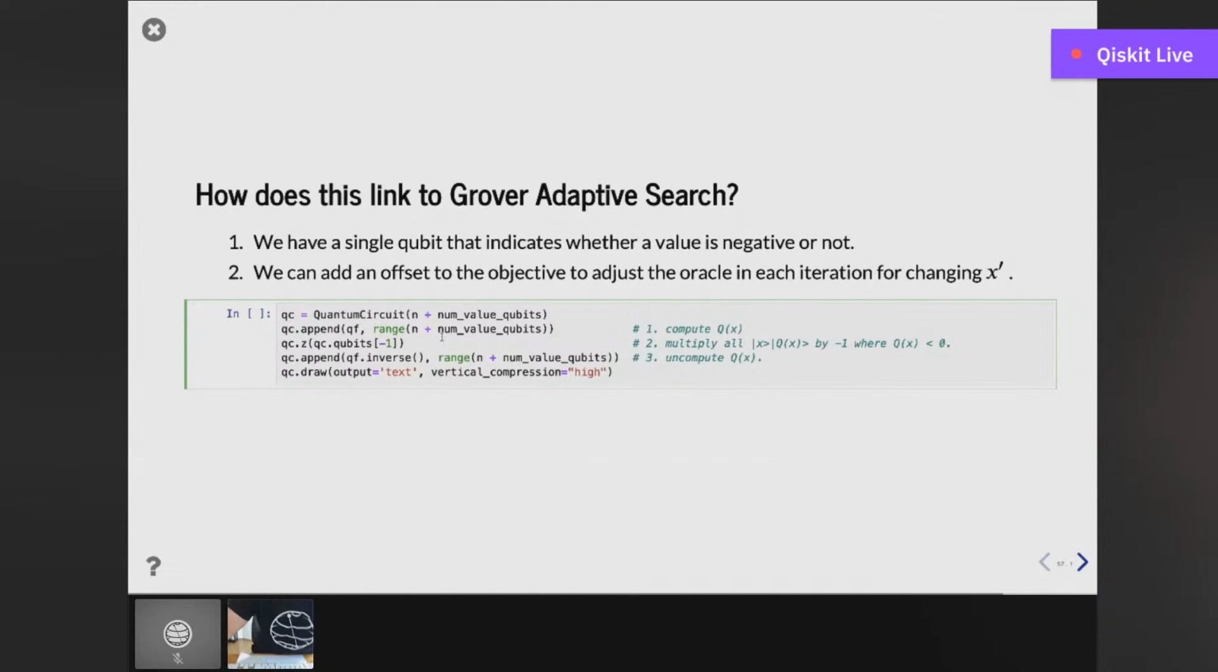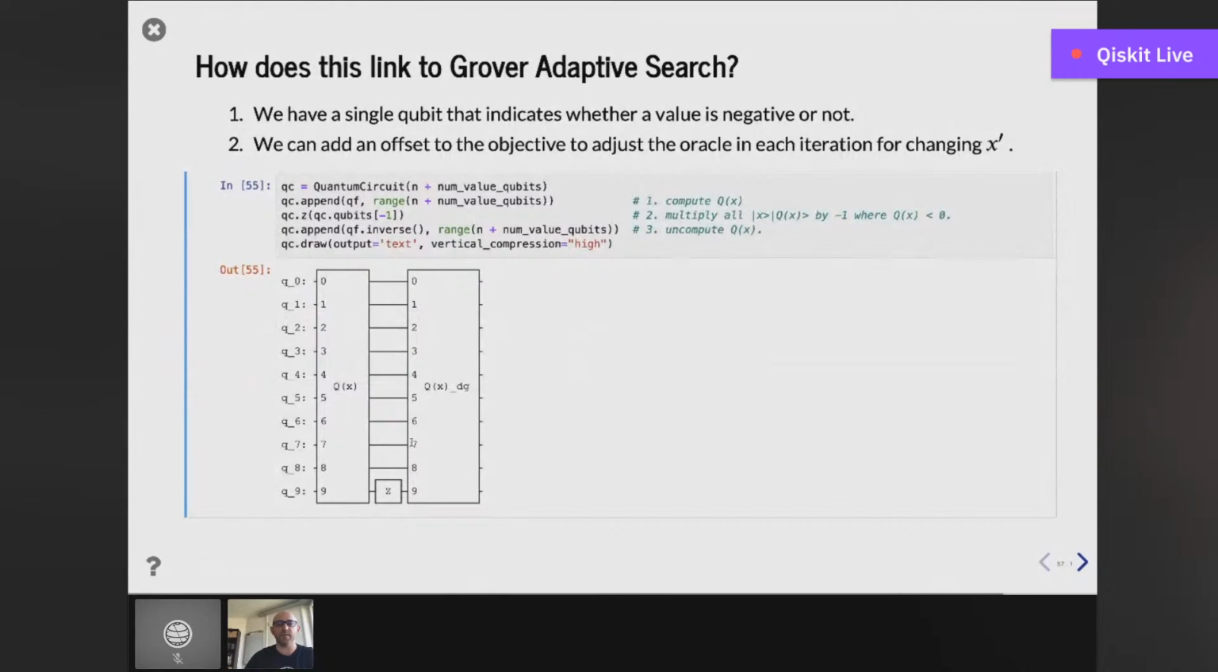And so if we run this, this is now actually the oracle. So we apply the quadratic form. We apply a single controlled-Z gate on the sign qubit, because if the sign qubit is 1, this flips the phase, and otherwise it does nothing. And then we uncompute the quadratic form. And this is the oracle for Grover adaptive search. So this is the OF of X prime, essentially.